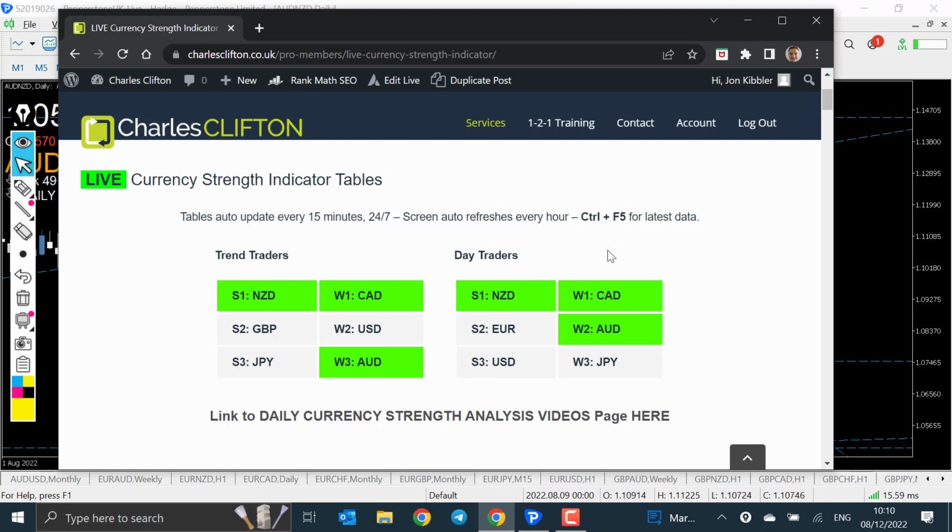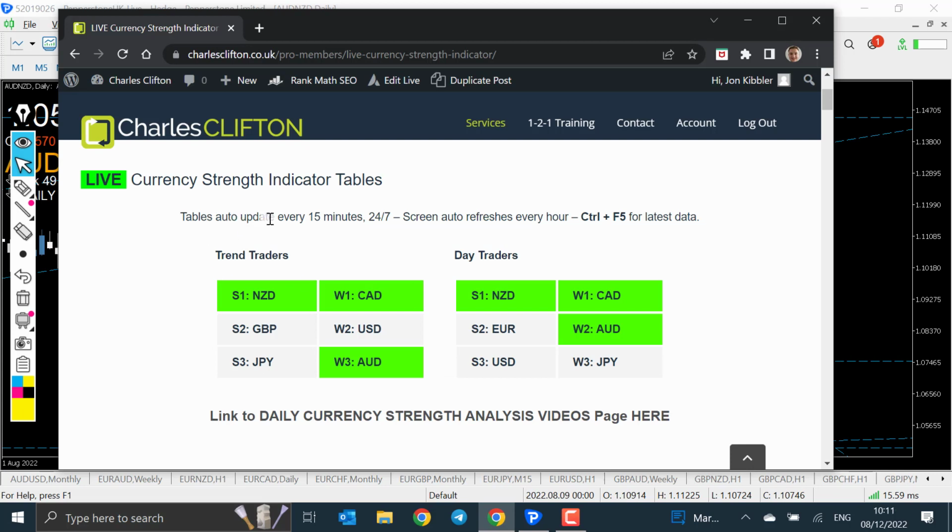Here you can see we have the live currency strength indicator tables in front of us. We have two types of tables: the trend traders table and the day traders table. These are highlighting the same studies but on different time frames. The trend traders is our higher time frame and the day traders is our lower time frame. You can see some of the currencies are highlighted in green. That is showing that there is a confluence between those two time frames for those particular currencies.